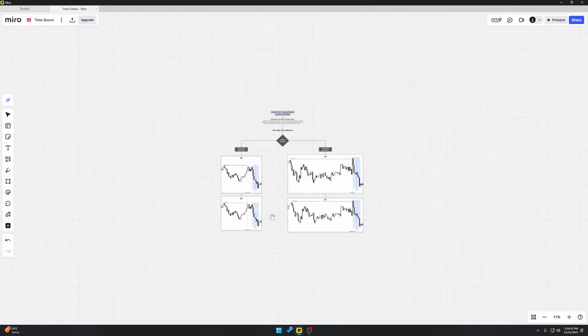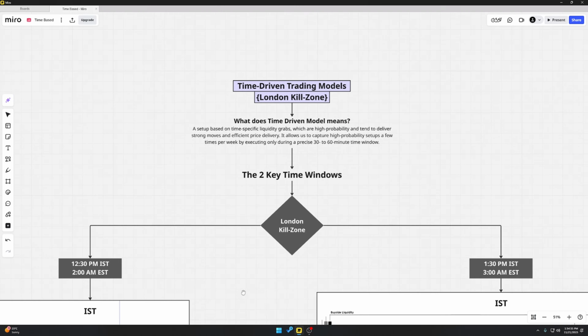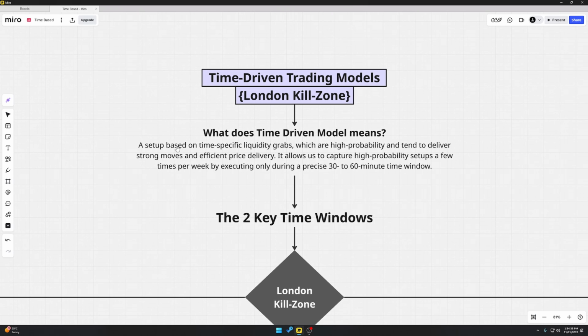First, let's break down what time-driven trading models actually are. These models are built around specific moments in time when the market is most likely to engineer liquidity grabs. In other words, these are predictable windows where the market hunts stops, creates displacement, and then delivers clean, efficient price movement. What makes time-driven models so powerful is that they don't rely on guesswork. You're not waiting for random patterns or trying to force setups. You're simply aligning yourself with times of day when the algorithm consistently produces high probability moves.